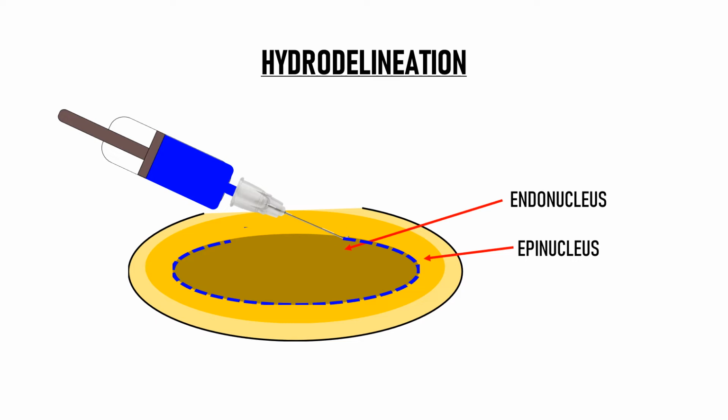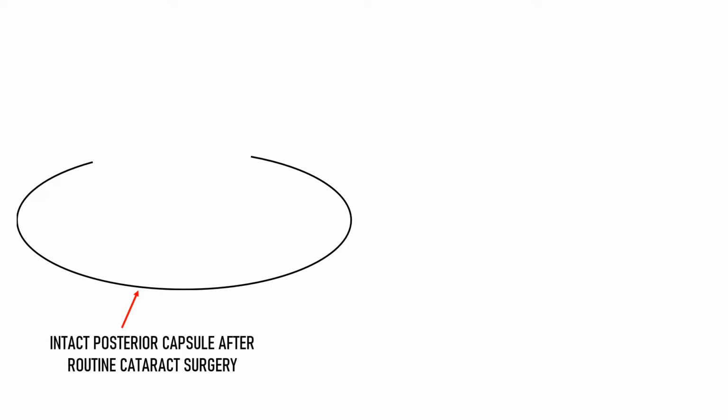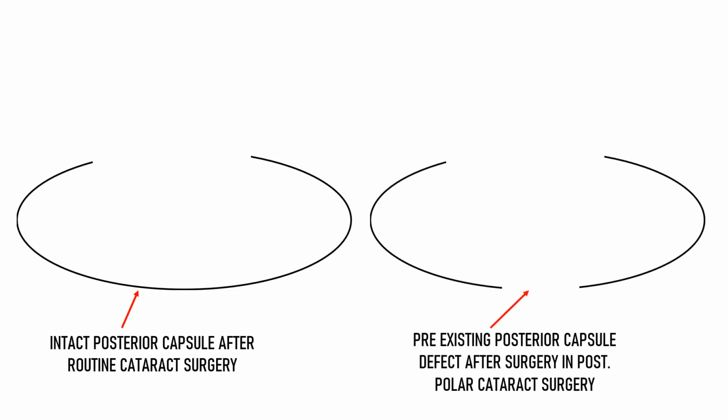So the most important application of this knowledge is in a case of posterior polar cataract. As the name suggests, posterior polar cataract is present right at the posterior pole of the lens. It is often associated with an accompanying defect in the posterior capsule, which means that after we remove the cataract, instead of finding an intact posterior capsule as we normally do in a routine cataract surgery, what we encounter is a pre-existing defect in the posterior capsule.